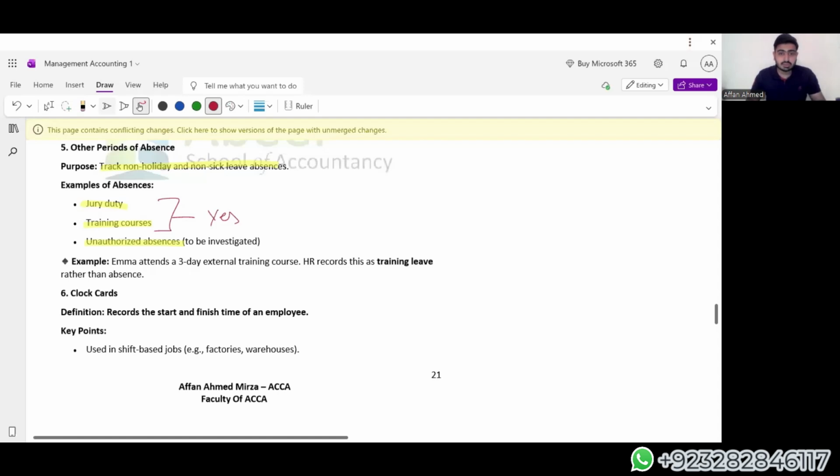And unauthorized absences basically indicate areas where the employee is absent, but due to reasons that we are not able to determine yet. So he should not be paid for those days. So these are the things that we should know.